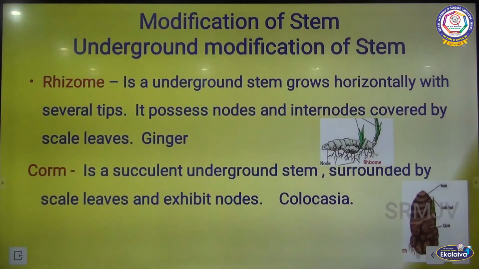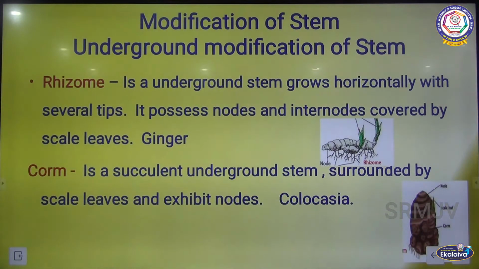Now, when we see underground modification of stem, the first one is the rhizome. You all would have seen the ginger, and if you have seen the ginger, you can find that there are nodes and internodes and the scale leaves are there. So, the rhizome is an underground stem which grows horizontally with several tips. It possesses nodes and internodes covered by the scale leaves. Here the food is stored. So, this kind of modification is for storing of food material.